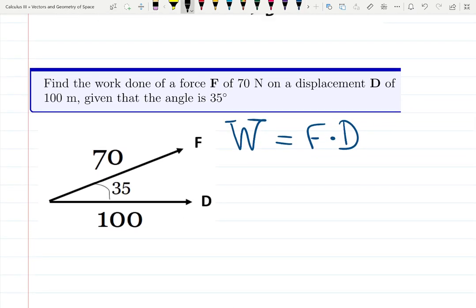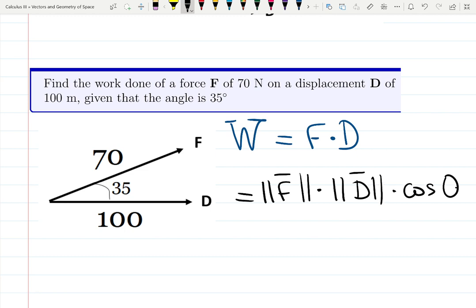So now we know the formula: size of F times size of D, the magnitudes, times cosine of the angle between them, which is 35. And now they are given, one is 70 newtons, and the other one is 100. And then cosine of 35. Who remembers cosine of 35?